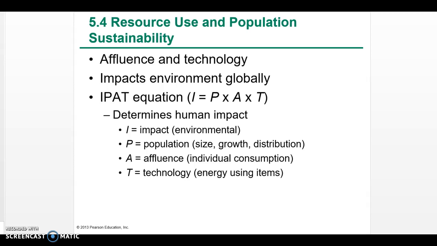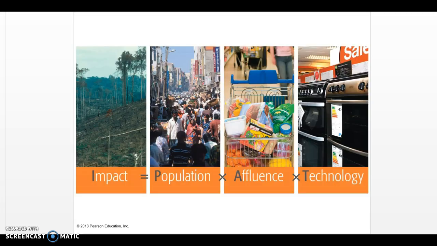Although some technologies improve the environment, the T in the IPAT equation represents the technologies that, of course, are destructive to the environment. It's a conceptual model. It's not designed to calculate numerical values, but it is a way that we could potentially calculate what our impact is on the environment.